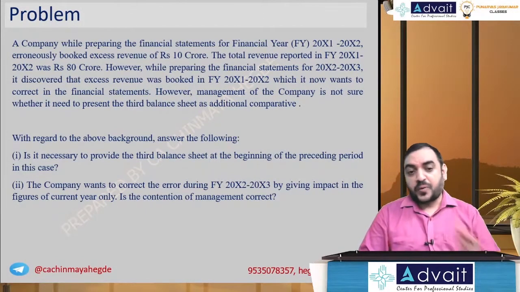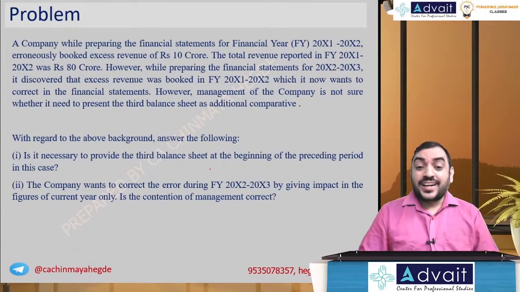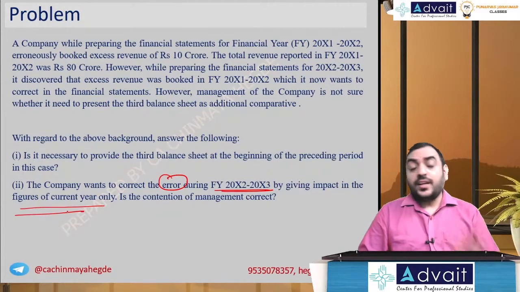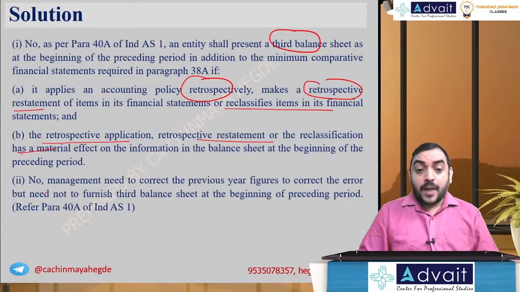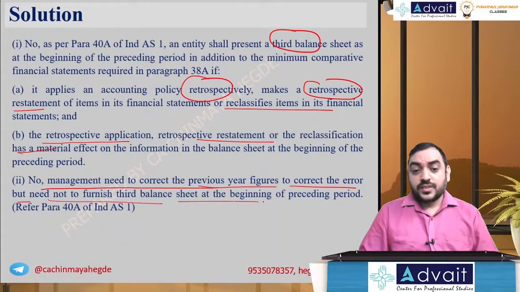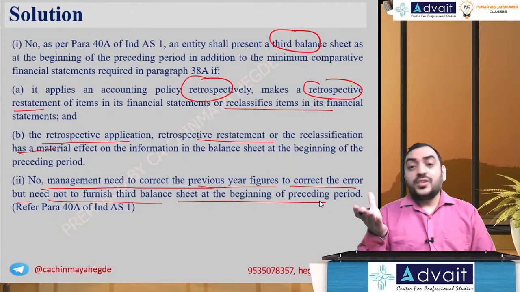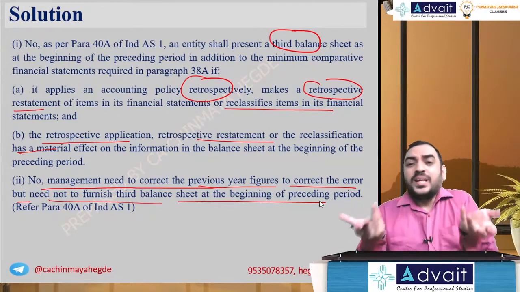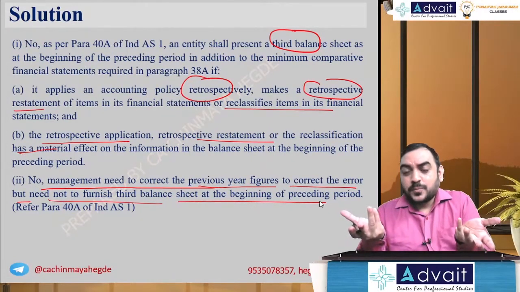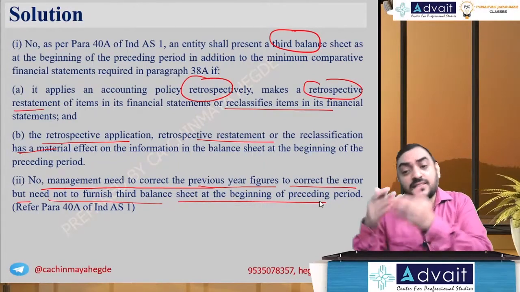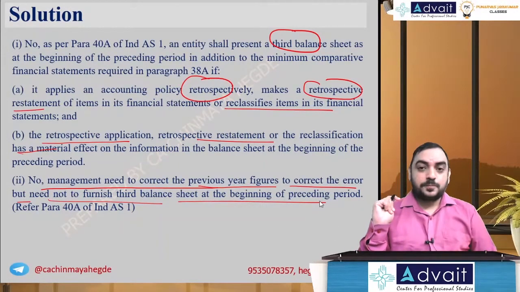Then the second point is important. Company wants to correct the error in 2-3 by giving the impact of current year only. That is not accepted. Management needs to correct previous year figures to correct the error but need not furnish the third balance sheet at the beginning of the preceding period. The reason is previous year revenue is affected, previous year opening balance is not affected, right? Previous year revenue affected means current year opening balance only is affected.